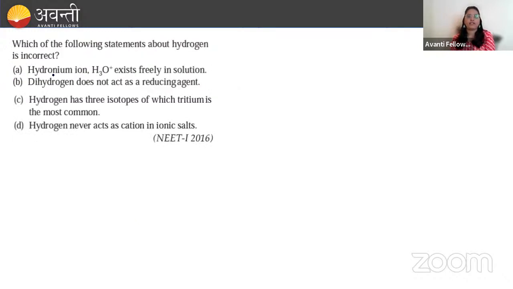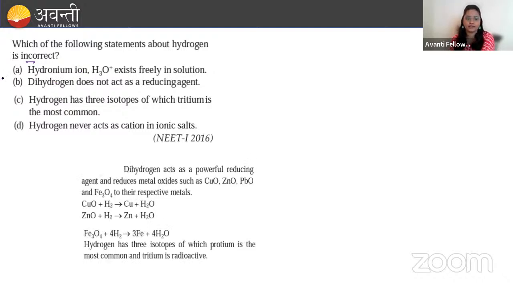Next, which of the following statements about hydrogen is incorrect? Which is the incorrect statement that we have to find out here? Hydronium ion H3O+ exists freely in solution. Dihydrogen does not act as a reducing agent. Hydrogen has 3 isotopes, of which tritium is the most common, and hydrogen never acts as a cation in ionic salt.